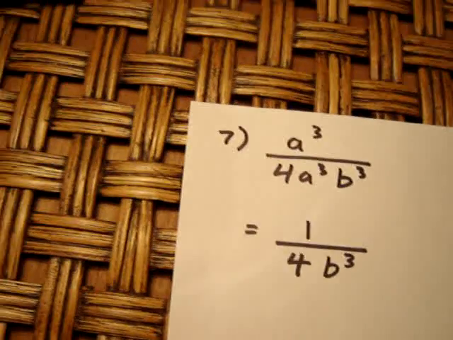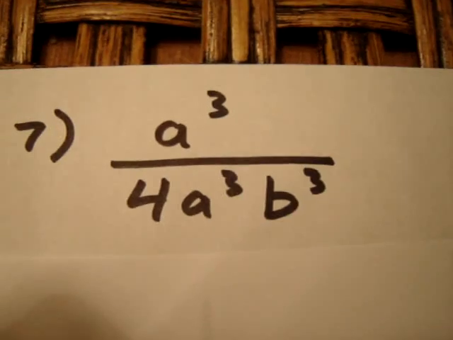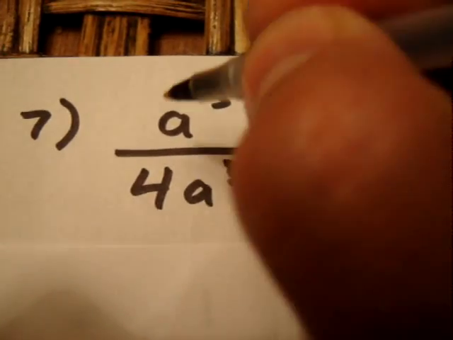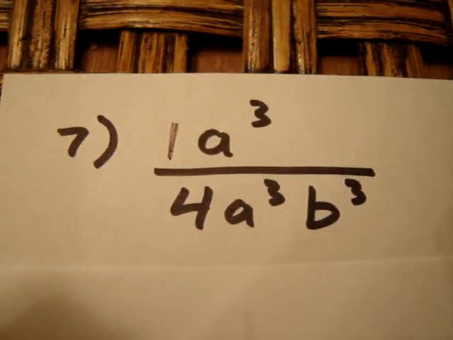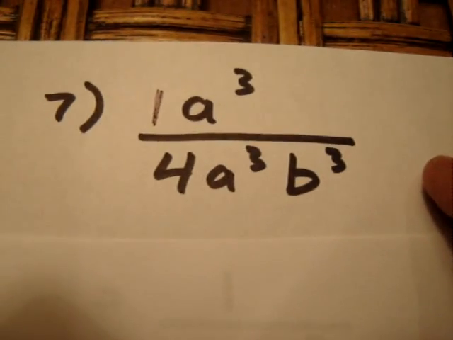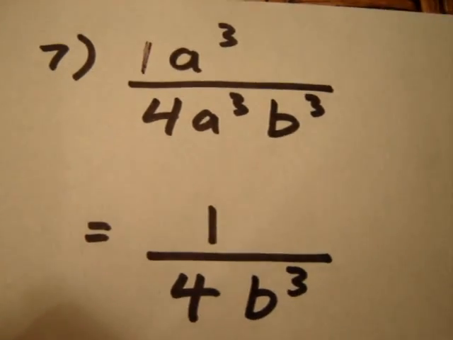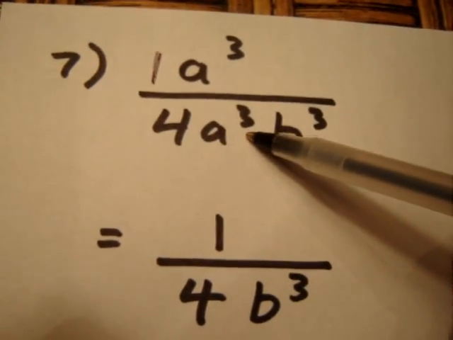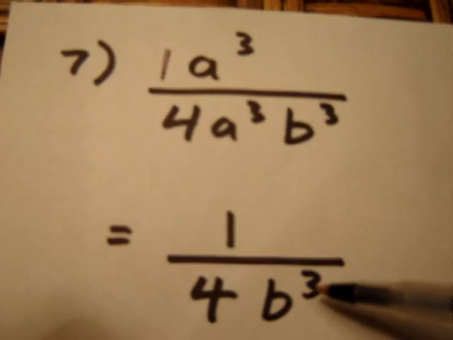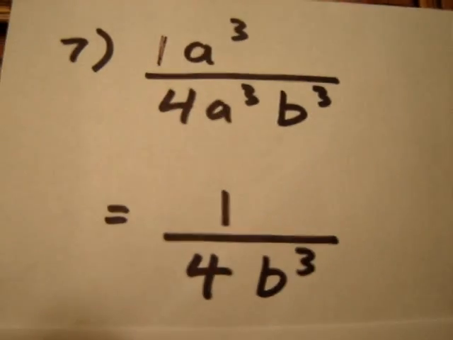Last one in this category of question is the following. A cubed over 4a cubed b cubed. Well, a cubed can be thought of as 1a cubed. So we have 1a cubed over 4a cubed, 1 over 4 simplifies to 1 over 4. Our 3 factors of a and our 3 factors of a cross out, and we're left with 3 factors of b in the denominator. So we simply get 1 over 4b cubed.